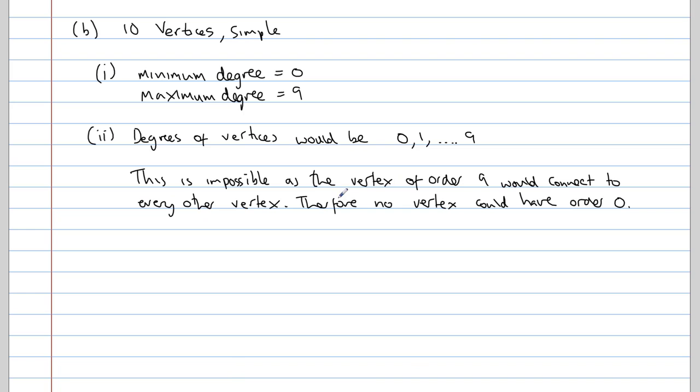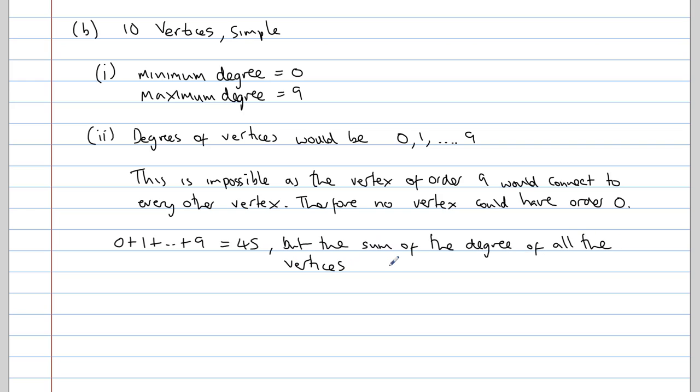Notice that for this question there are several other possible explanations that you could give. For example, if you did the sum of 0 plus 1 all the way up to 9, that would be 45. But as we mentioned earlier, the sum of the degree of all the vertices must be even. So that's another way of showing that it's not possible.